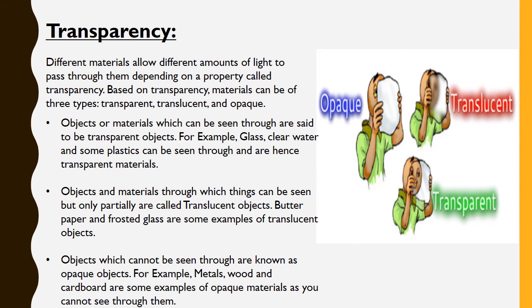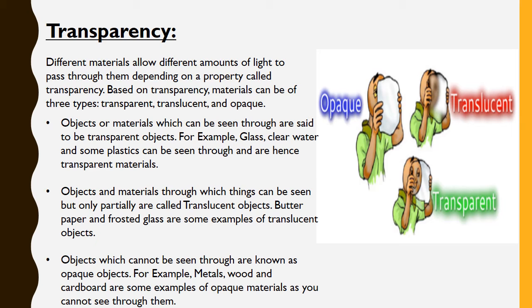So the next is transparency. As we all know, in the light and shadows lesson we have studied opaque, translucent and transparent. Different materials allow different amounts of light to pass through depending on a property called transparency. Objects which can be seen through completely are called transparent. Example, glass, clear water. Objects that can be seen through only partially, we call translucent objects. Butter paper and frosted glass are examples of translucent objects.